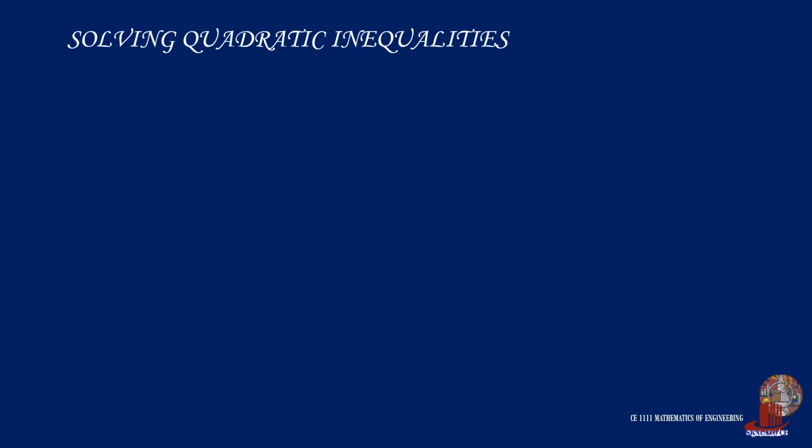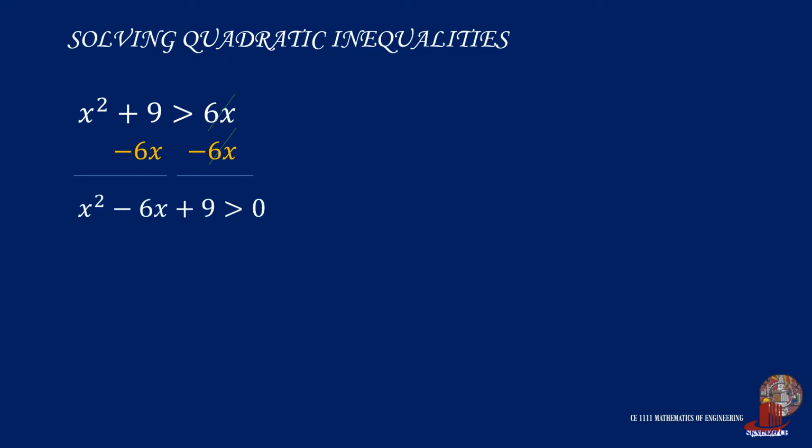In this video, we have a few examples of quadratic inequalities solutions. Let's start with x squared plus 9 is greater than 6x. We complete the three terms of the inequality by subtracting 6x on both sides, giving us x squared minus 6x plus 9 is greater than 0.